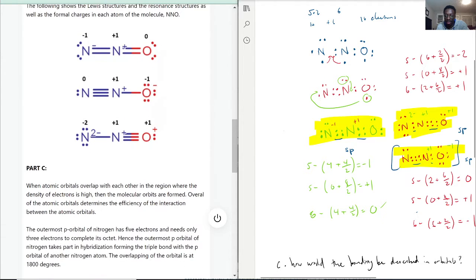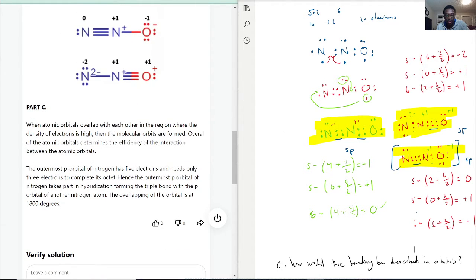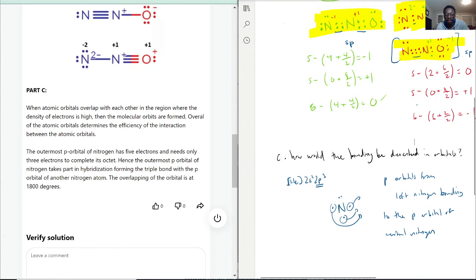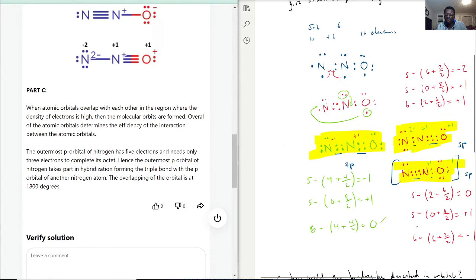So perfect. And then part C, the outermost p orbital of nitrogen has 5 electrons and needs only 3 of those to complete its octet, which is why we have a 2p3. So therefore, the outermost p orbital, 2p, takes part in hybridization, forming the triple bond with the p orbital of the other nitrogen atom. The overlapping orbital is at 1800 degrees. I think they meant 180, but I may be wrong. I'm not sure about that overlapping part, but everything else is good to go for this question.